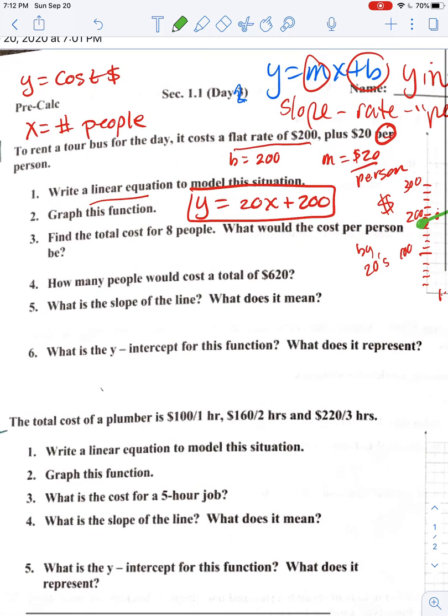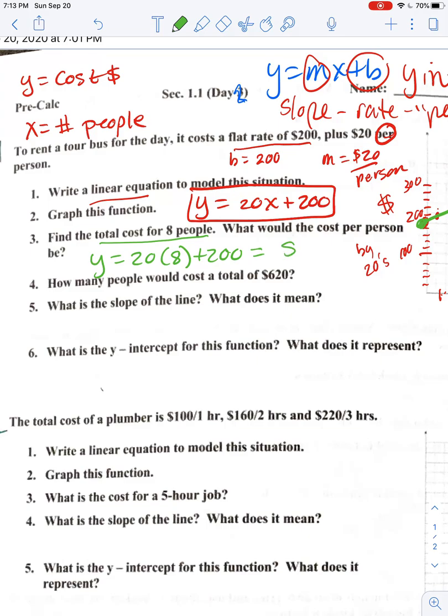All right, let's go back over here. It says find the total cost for 8 people. So since x is representing the people, I'm going to put an 8 in for x, and I'll have y equals 20 times 8 plus 200. And so that's just knowing what your variables represent, and that will come out to be $360. And again, that's knowing that my variable y represents cost.